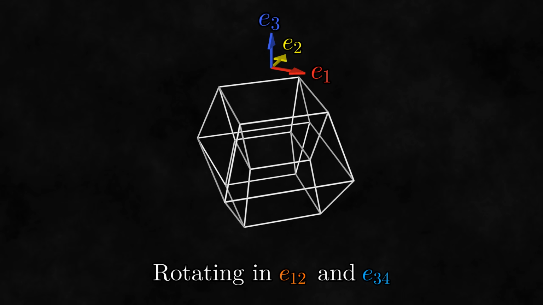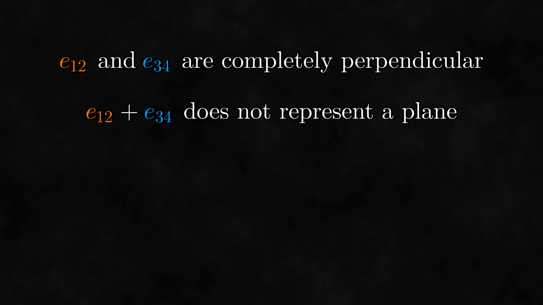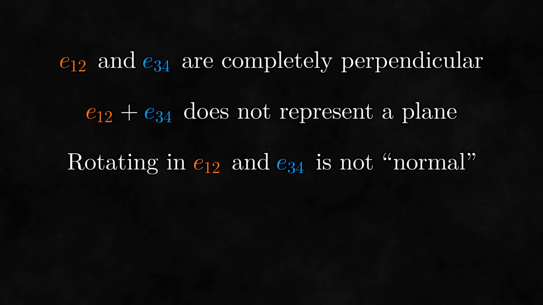And this idea of a rotation having two planes of rotation is not just algebraic. Here is what it looks like to rotate by this rotor. If you look close enough at it, you can see that the rotations in E12 and E34 are happening at the same time. This kind of strange rotation arises because E12 and E34 are completely perpendicular. This geometric fact is the source of many of the oddities that we see in 4 dimensions, including how E12 plus E34 is not a plane as we saw in Chapter 2, and that the rotation generated by E12 and E34 simultaneously is not a normal rotation.